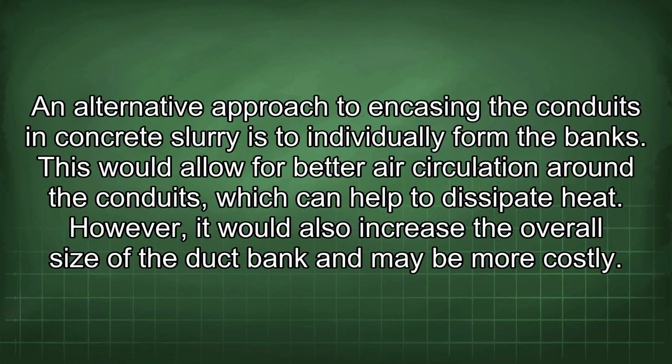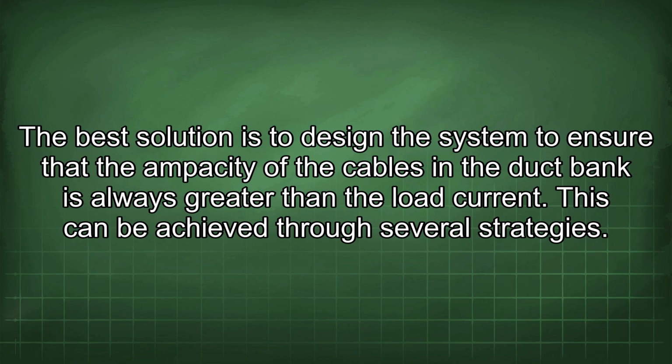An alternative approach to encasing the conduits in concrete slurry is to individually form the banks. This would allow for better air circulation around the conduits, which can help to dissipate heat. However, it would also increase the overall size of the duct bank and may be more costly. The best solution is to design the system to ensure that the ampacity of the cables in the duct bank is always greater than the load current.